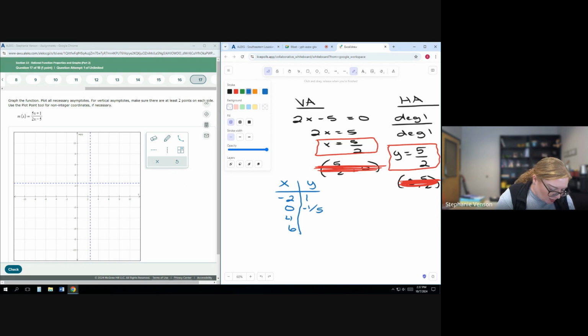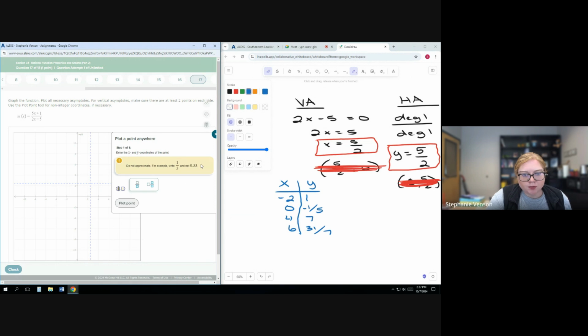Now I'm going to type the same thing in with a 4. 5 times 4 plus 1 over 2 times 4 minus 5, and I get 7. Now I'm going to plug in a 6. 5 times 6 plus 1 over 2 times 6 minus 5, and I get 31 over 7. So those are the 4 points that I need to plot on my graph, 2 to the left of the vertical asymptote and 2 to the right of the vertical asymptote.